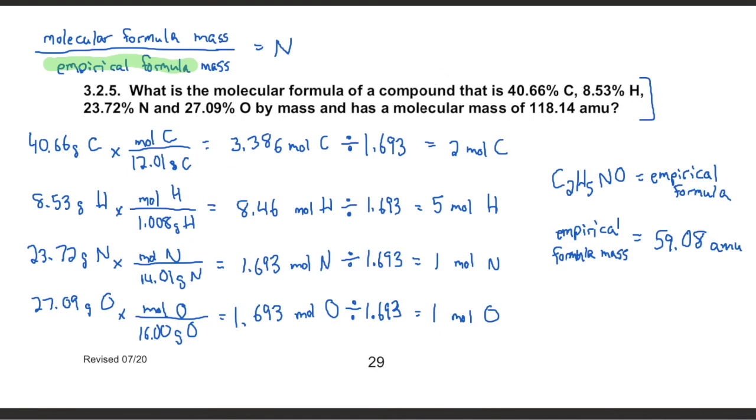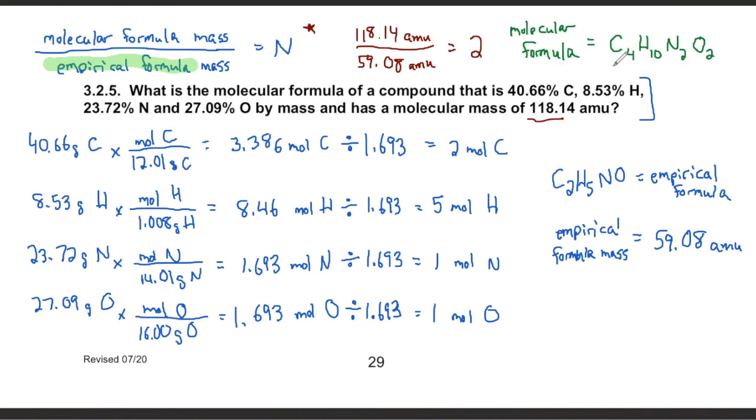So now we're making a lot of progress. We can do this step up here. The molecular mass is 118.14 AMU, and our empirical mass we just calculated is 59.08 AMU, and so that comes out to be 2. So our molecule is twice as big as our empirical formula, and that would make our molecule C4H10N2O2. If you double check this, you should find that this has a molecular mass of 118.14.